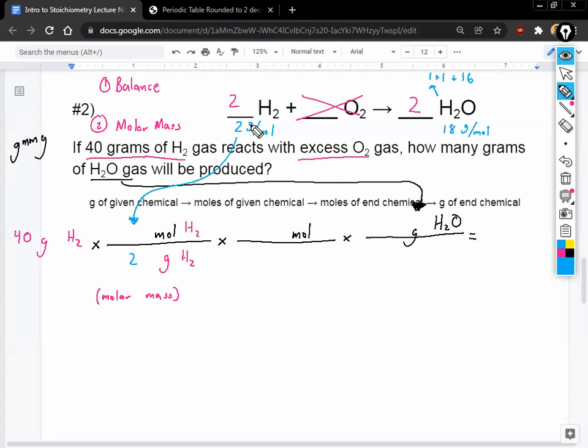Because it's next to G, grams. So we put it next to grams. And what number should I put on the top? 1. Good. Dude, you guys are getting this quick. It's impressive. All right. What should I put on the bottom of this fraction?